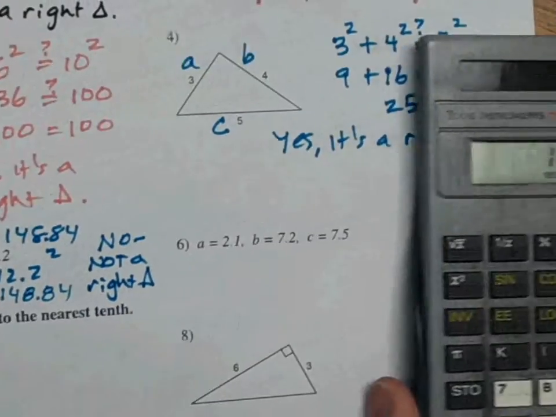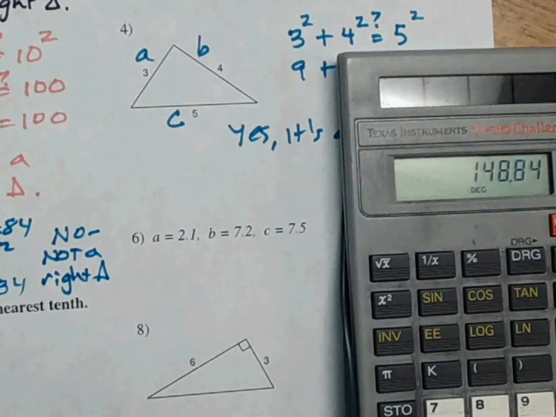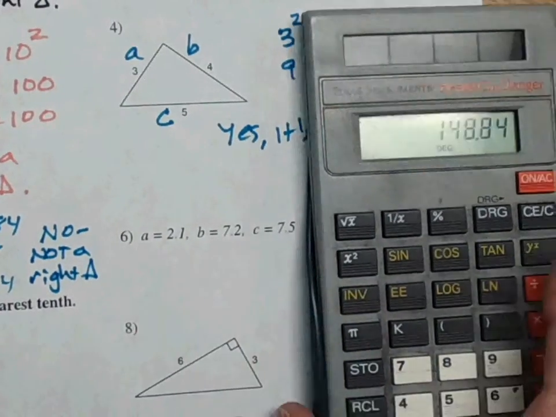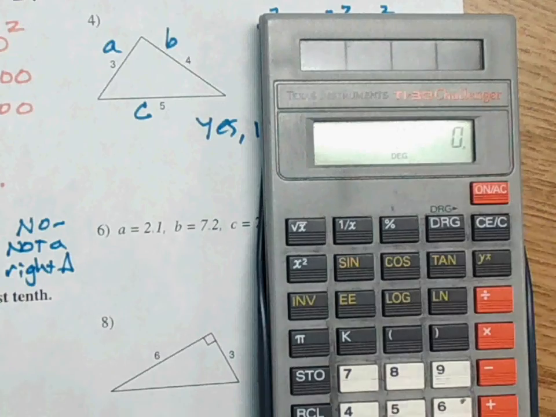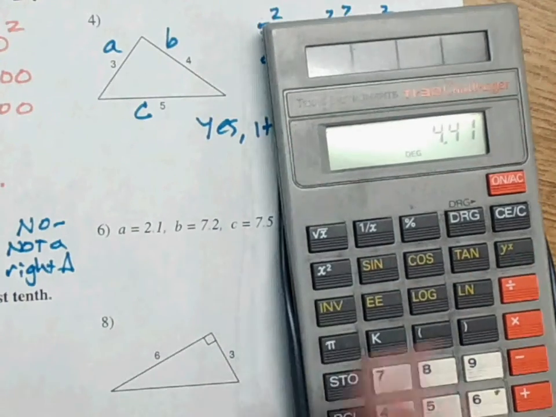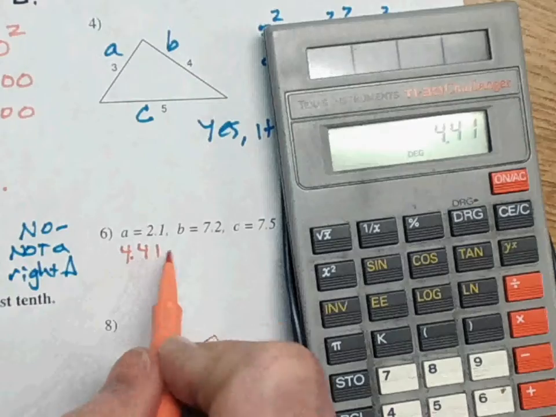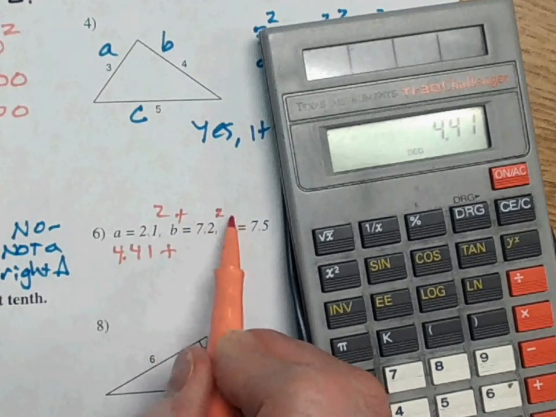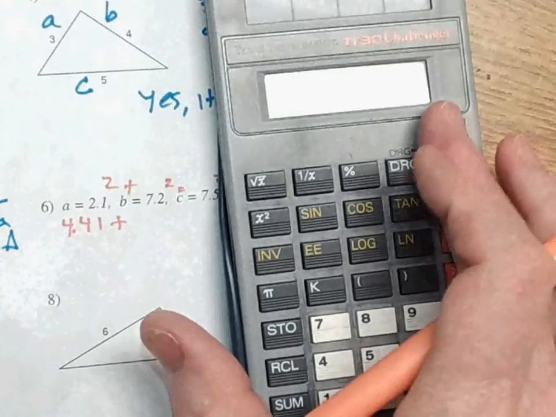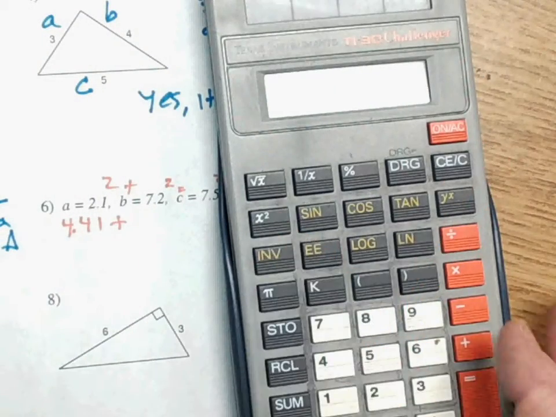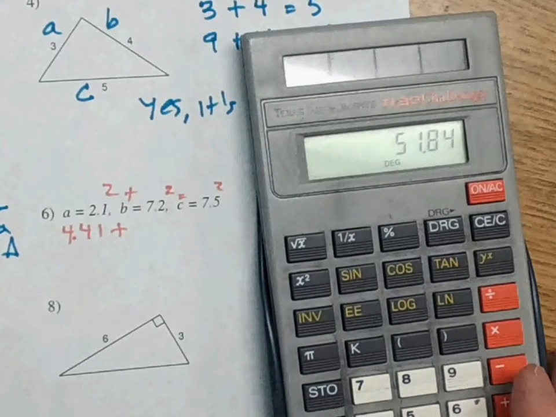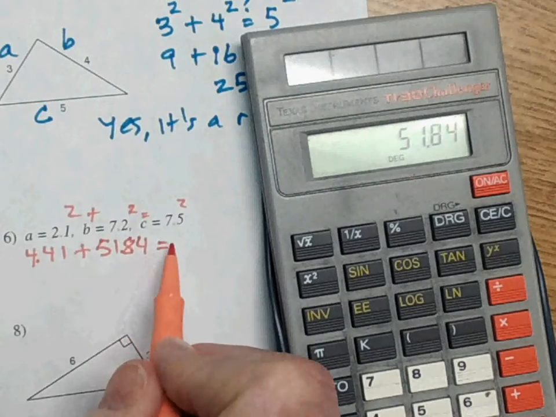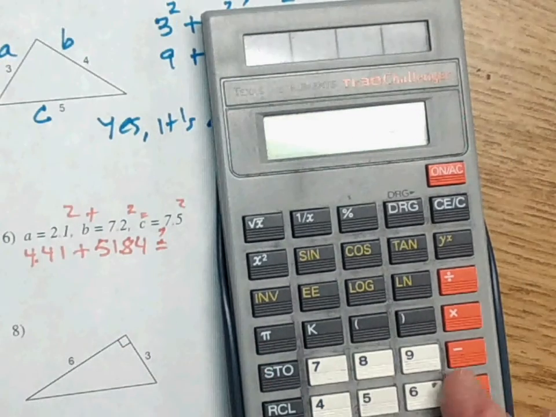All right, let's try these ones. I have 2.1 squared. Let's see what that is. 2.1 squared is 4.41. 7.2 squared. Let's see what that is. 7.2 squared is 51.84. And let's just for fun see what that adds up to.